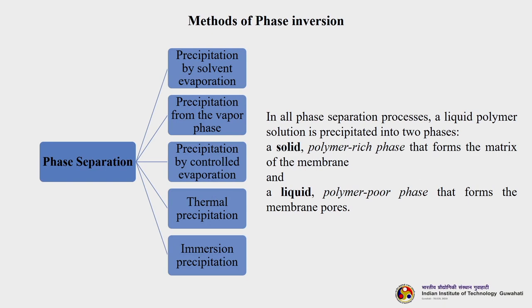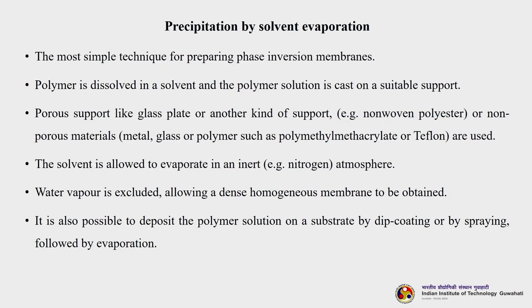One phase is precipitating and that is forming the solid phase, and later on the membrane. So, in all these phase separation processes, a liquid polymer solution is precipitated. So, one is a solid phase, which is the polymer rich phase, and another is a liquid phase, which is the polymer poor phase. This polymer rich phase will form the matrix of the membrane, whereas the polymer poor phase will form the pores. So, let us see these techniques one by one.